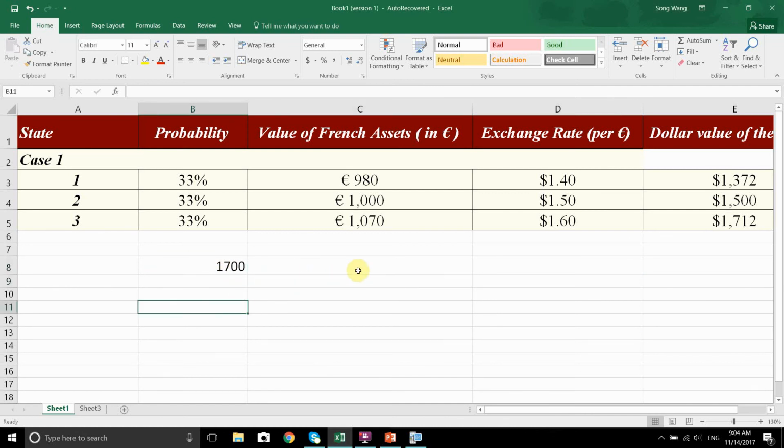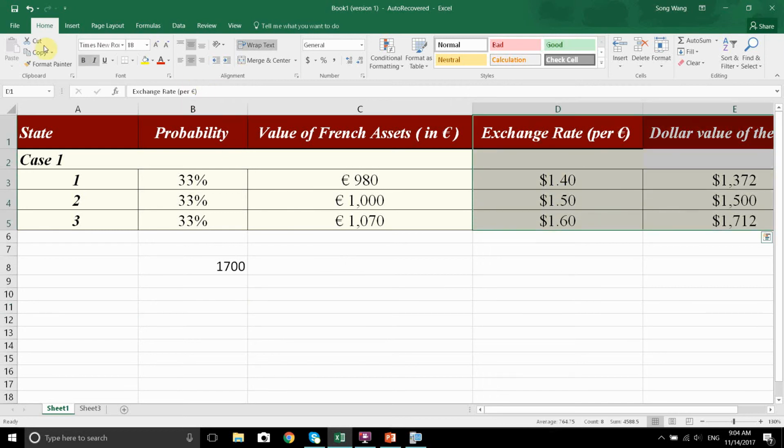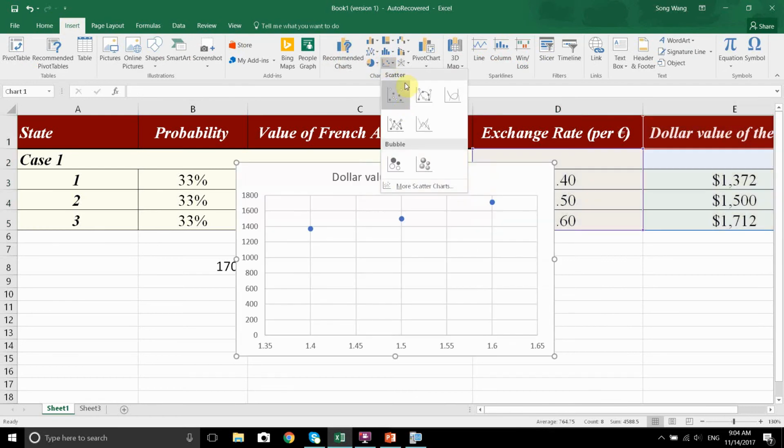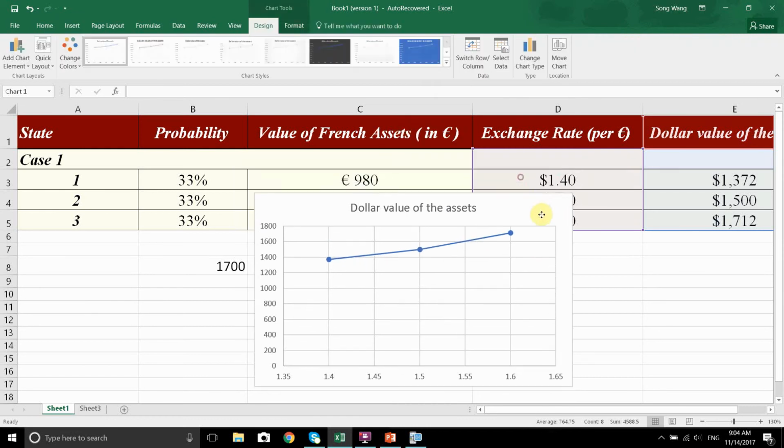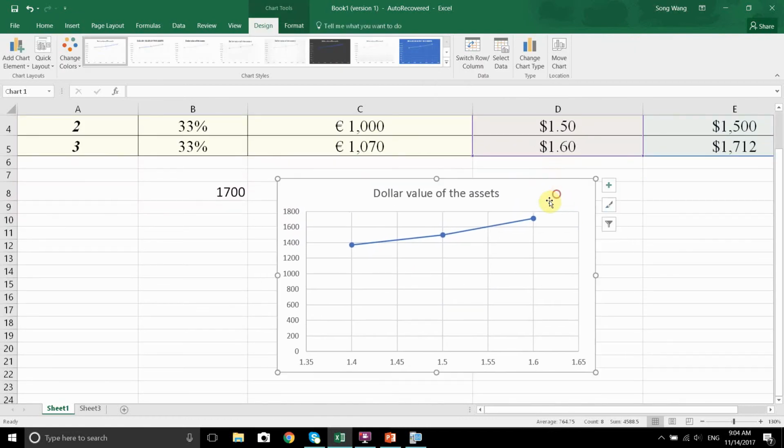Another way to do it is to use a chart. I select these two columns of data, go to insert, and choose a scatter chart with markers and straight lines. This shows three different exchange rates, and under each exchange rate, a dollar value of the assets. One is at 1.4 with a dollar value of 1372. Another exchange rate is 1.5, the dollar value is 1500. The third point has an exchange rate of 1.6 and a dollar value of 1712.